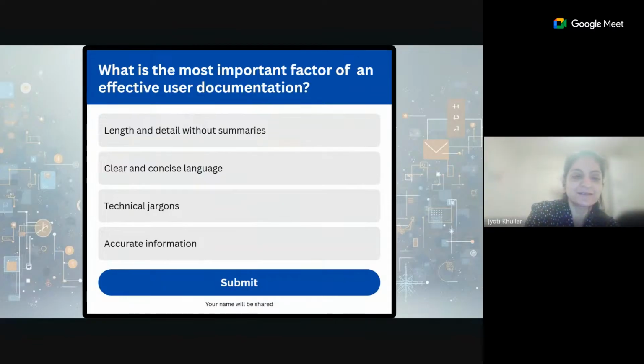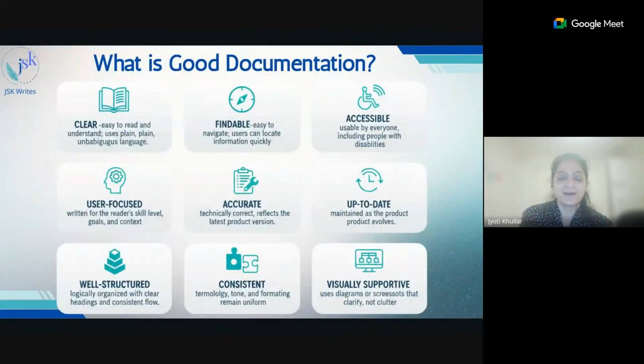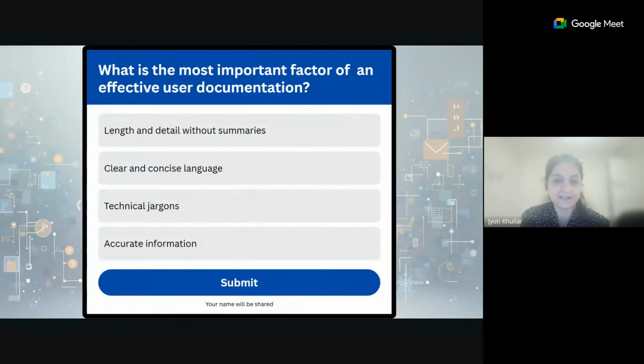Absolutely correct. Yes, it has to be the accurate information, of course, because if the information is not accurate, no language can help, right? So yes, the accuracy is the most important factor here. Next, we are going to do the characteristics of documentation. So anybody, I just got to hear clear and concise language, and we have accurate information. So you do have an idea about, of course, a good documentation, right?